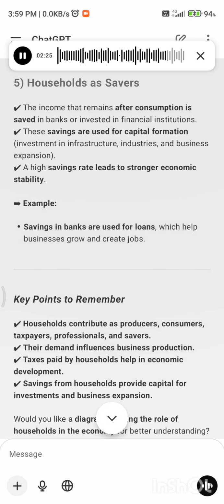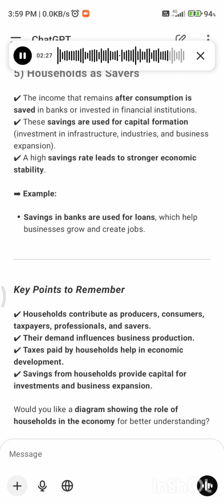Key points to remember. Households contribute as producers, consumers, taxpayers, professionals, and savers. Their demand influences business production. Taxes paid by households help in economic development. Savings from households provide capital for investments and business expansion. Would you like a diagram showing the role of households in the economy for better understanding?